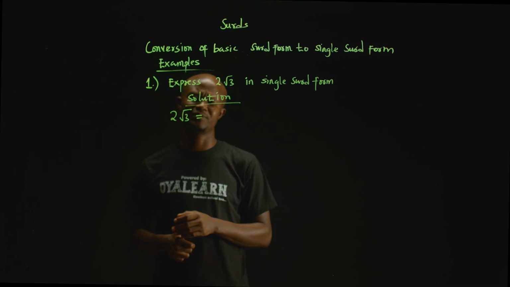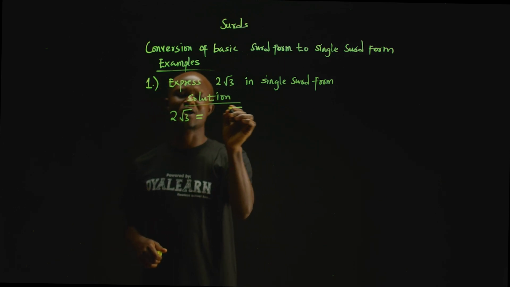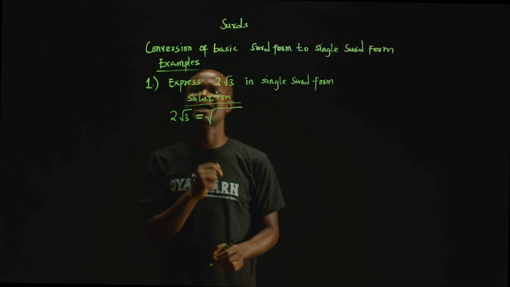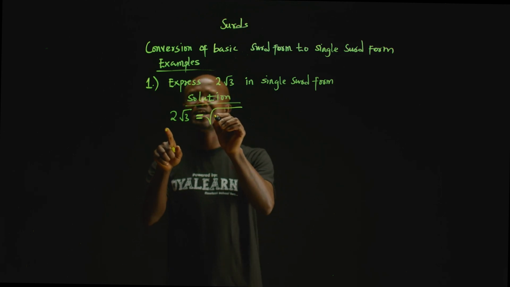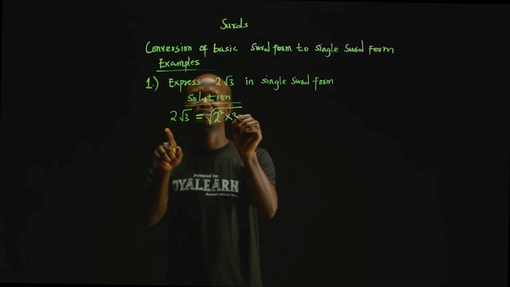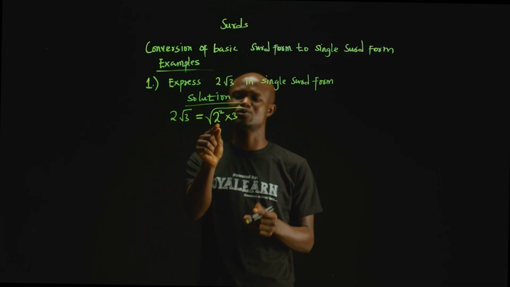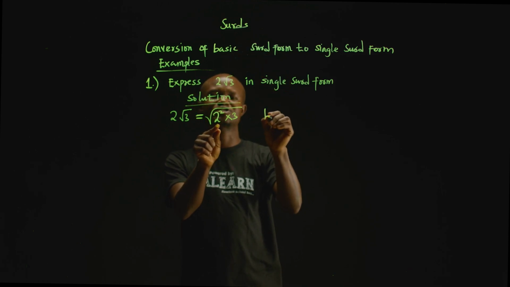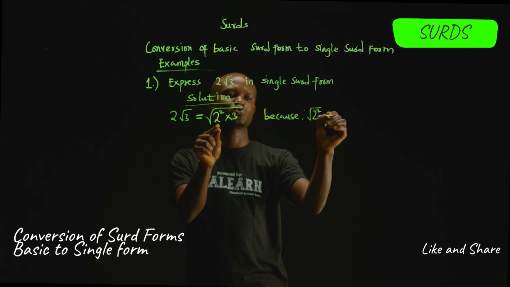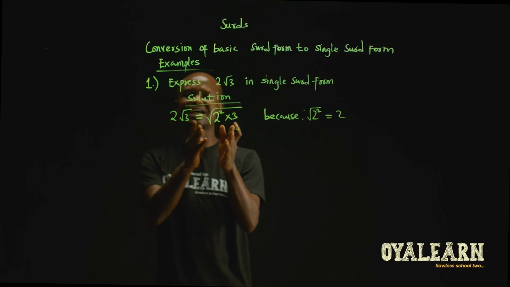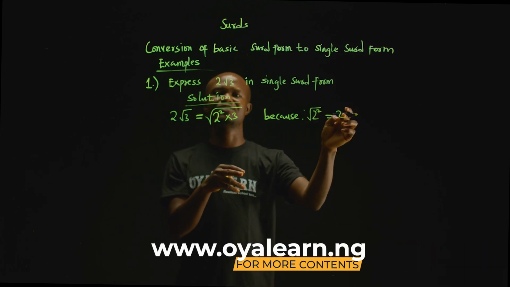perfect square number. Now we can just write this as the square root of, if you are bringing 2 inside the square root, then it means you are going to square 2. So this is the same thing as 2 squared times 3. Because we know that when you have the square root of 2 squared, it will give you 2. So bringing it inside the square root, you must put 2 as a power to the number you have here normally.